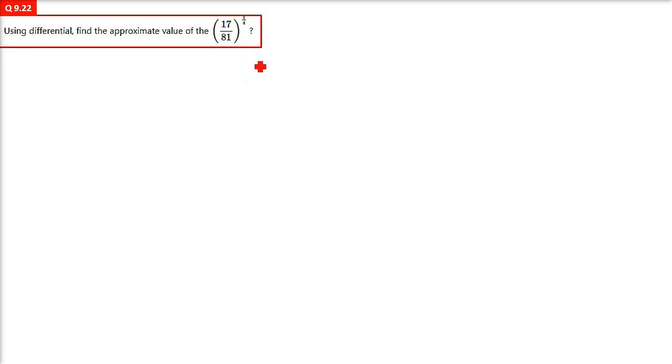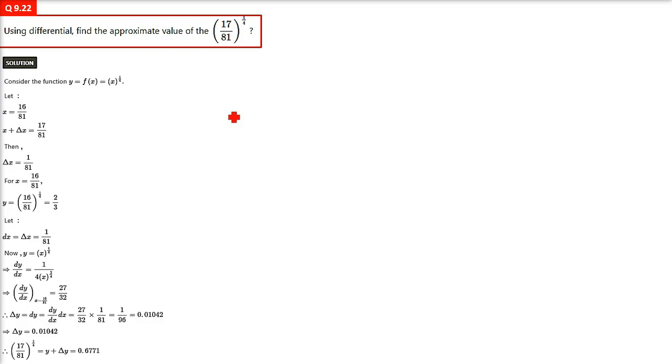17 by 81 to the power 1 by 4. Now since we have skipped various questions just now, let us do this one. Those who don't understand up till now, or want to understand how to do all these questions we skipped, let us do this one. So y is equal to f of x. The function is x to the power 1 by 4.